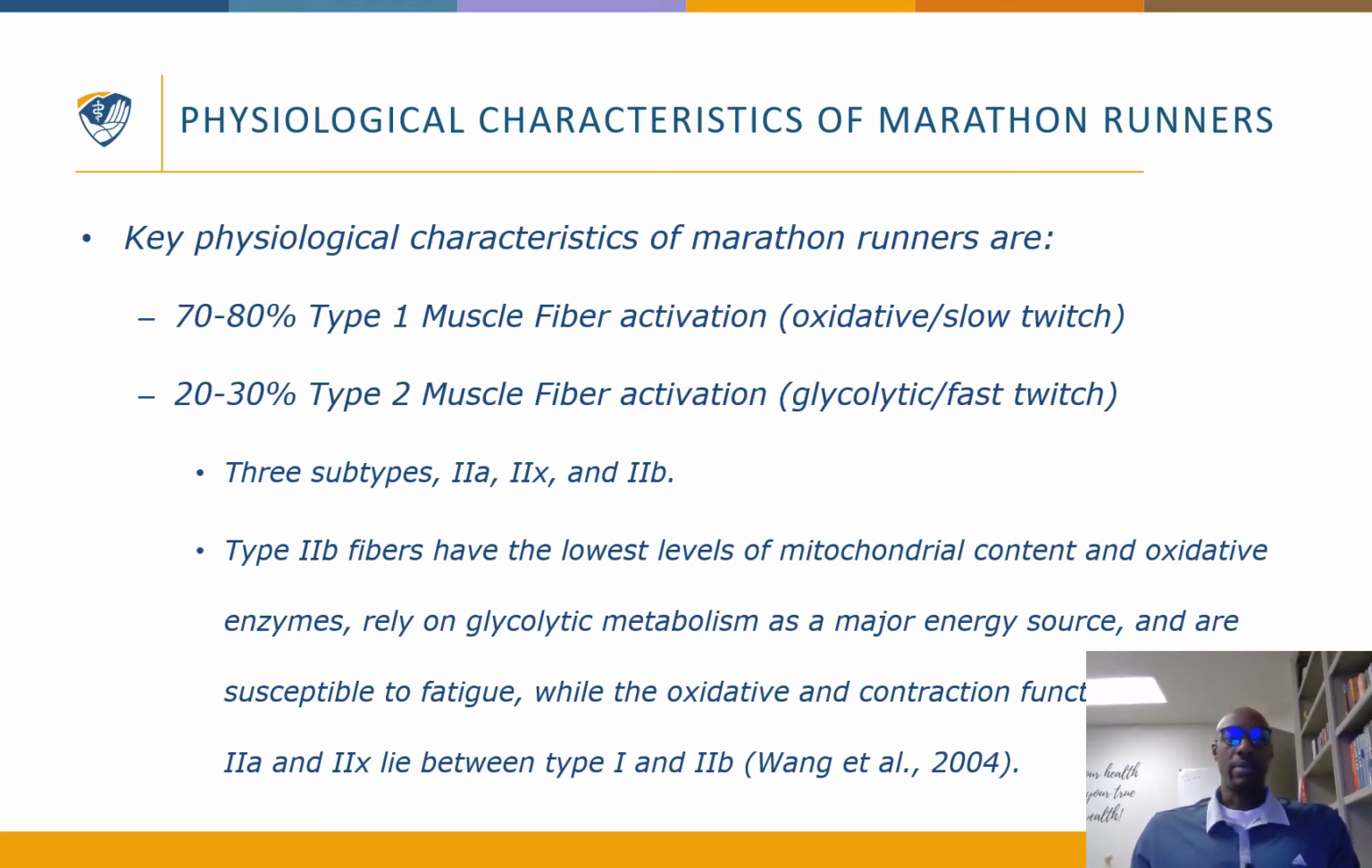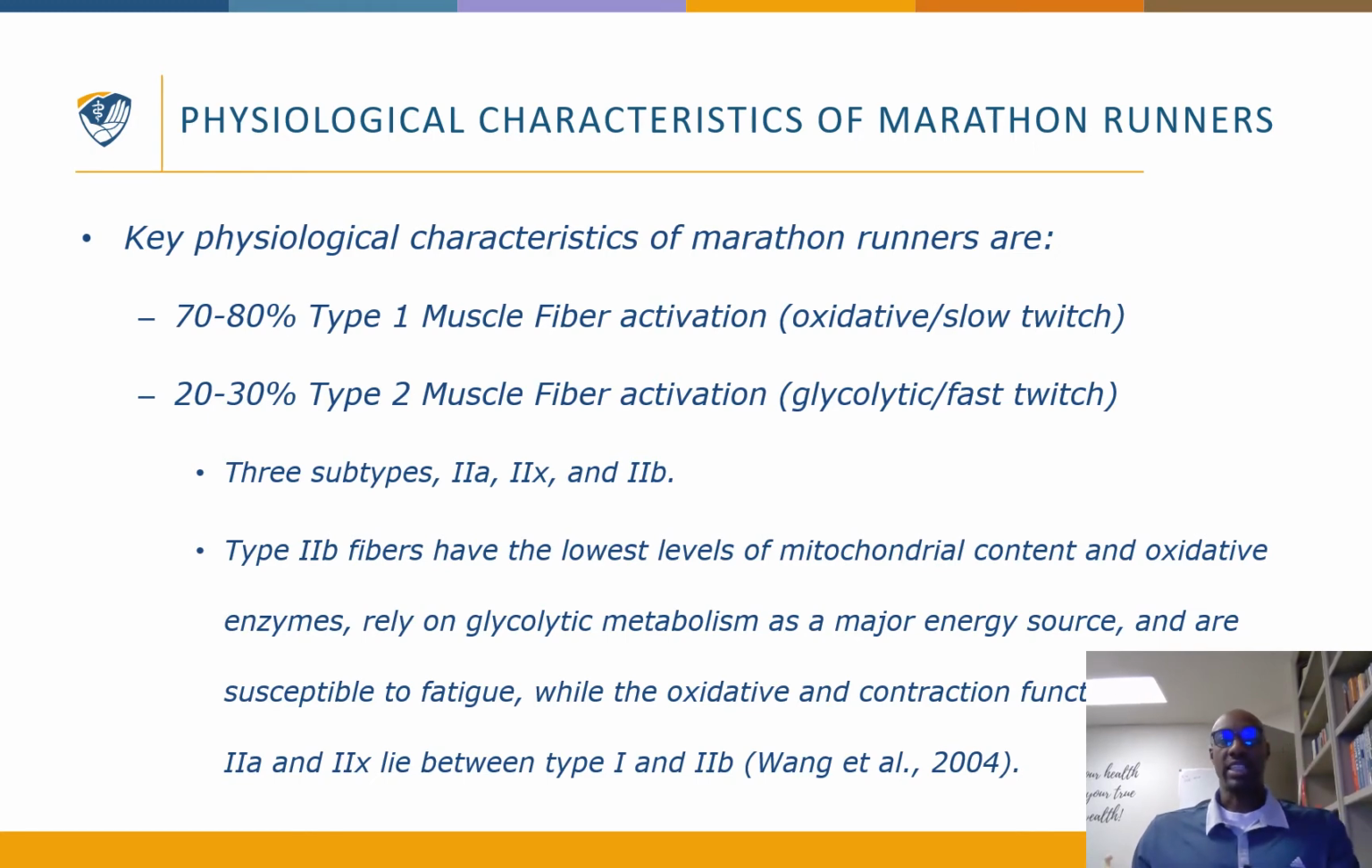Now, when you look at the type 2 fibers, which have the lowest level of mitochondrial content and oxidative enzymes, we rely on glycolytic metabolism as an energy source. And these muscles, your type 2, are more susceptible to fatigue. So we'll transfer more of the mitochondria to increase the metabolic process.